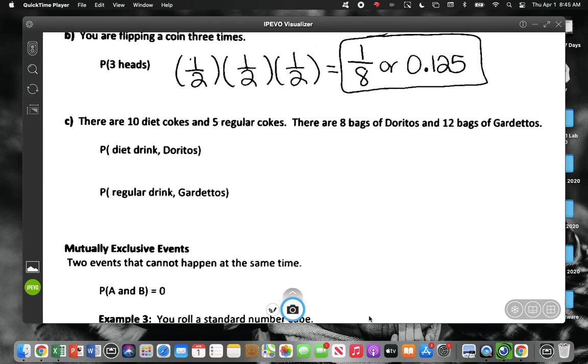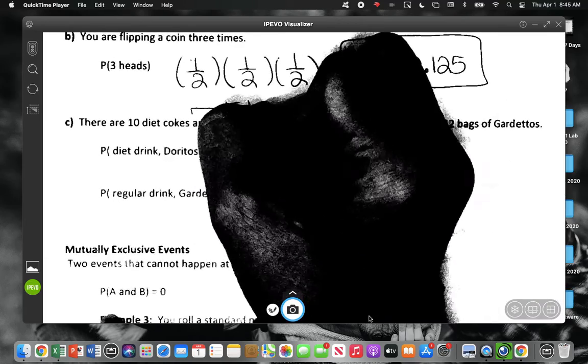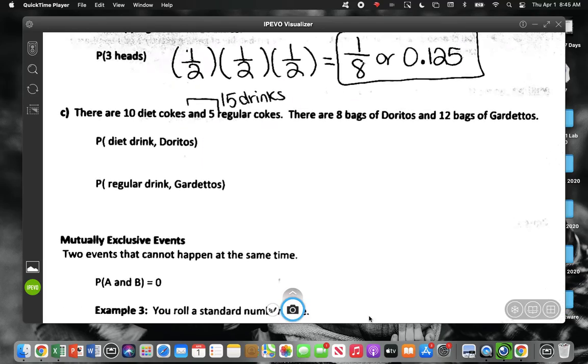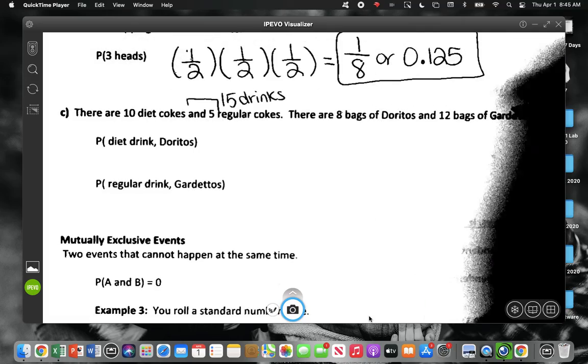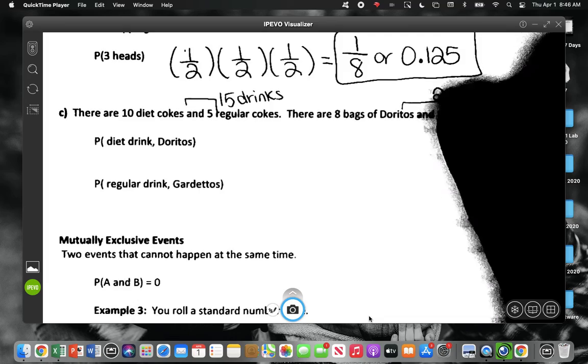All right, in this, we can have some different things. It doesn't have to be the same probability. We can have different things happening. So if you look at this next example, it says we have 10 Diet Cokes and 5 regular Cokes. So how many drinks do we have in total? All right, so we have 15 drinks in total. Then it says there's 8 bags of Doritos and 12 bags of Gardettos. So how many total snacks are there? All right, so there's 20 snacks in total.